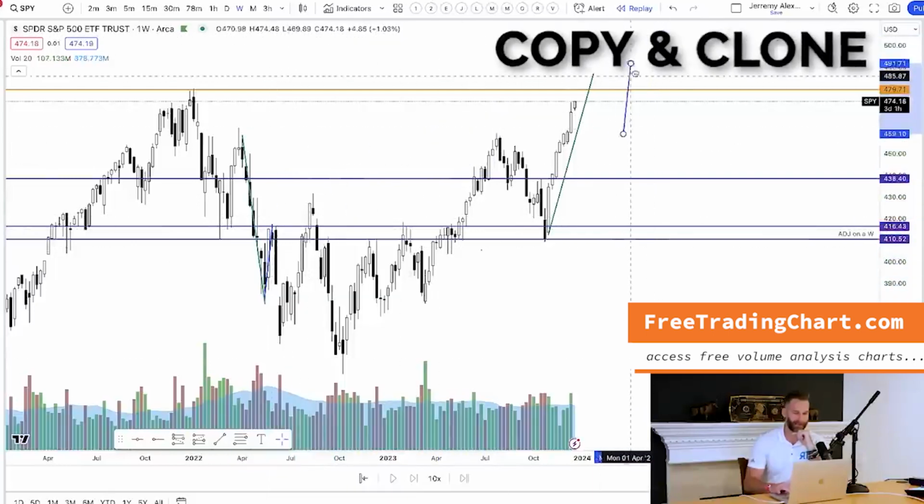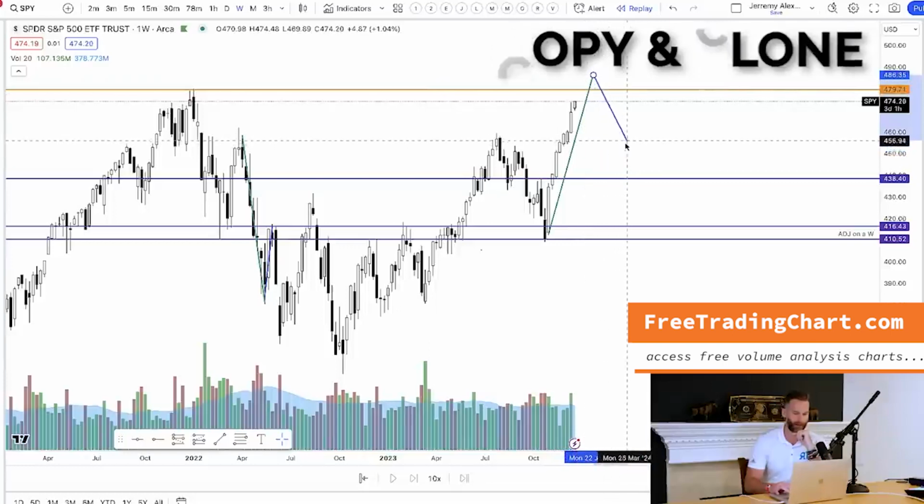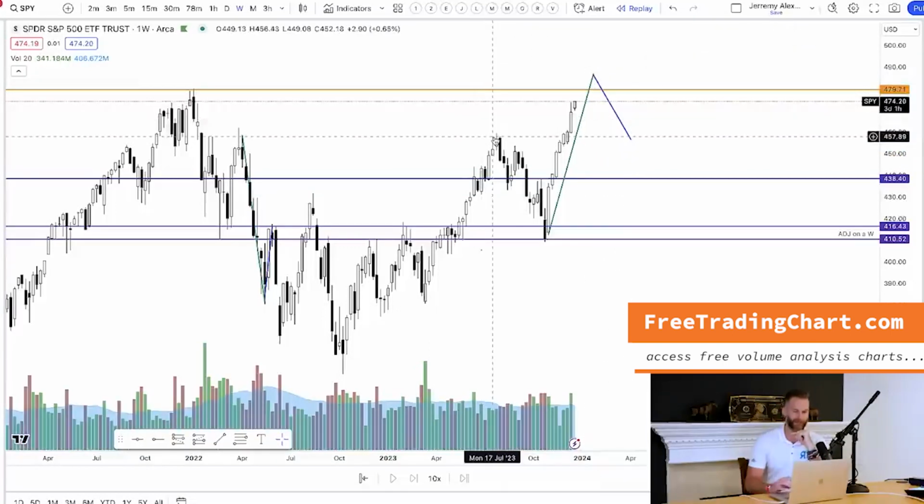Because that was the biggest bear volume move that we've had on the SPY. And that would take us right back into 457, probably May, June. And then from there, what happens? We go higher. Trend is bullish. And based on volume, I can tell you that.